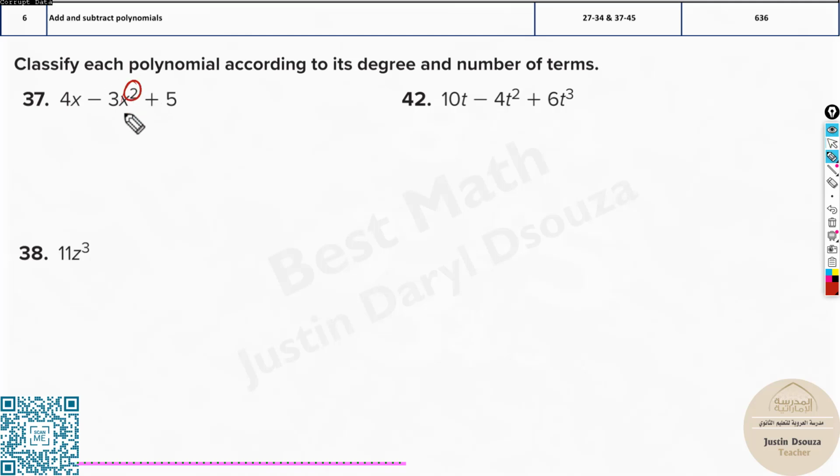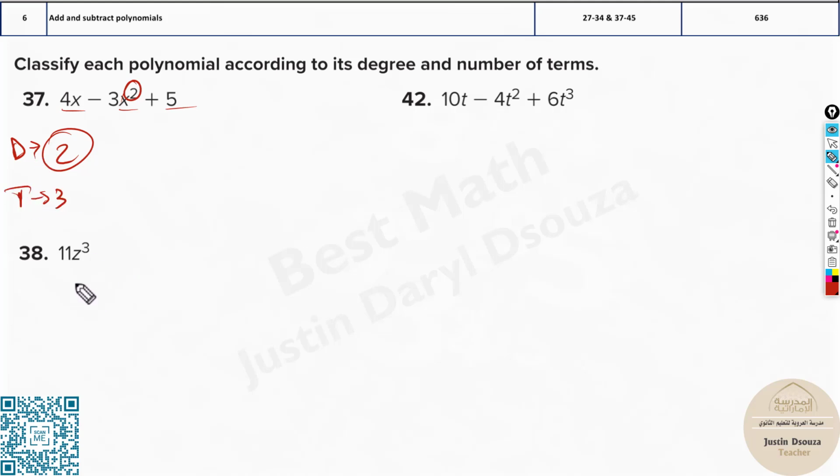is the highest power of the variable. It's power 2. Degree is 2. Now what about the number of terms? How many terms are there? 1, 2, 3. So degree is 2. Terms are 3. What about over here? There is only one term. Degree I'll write first. It's 3 and terms are 1. Here there are 3 terms. The degree is 3 as well, power 3.